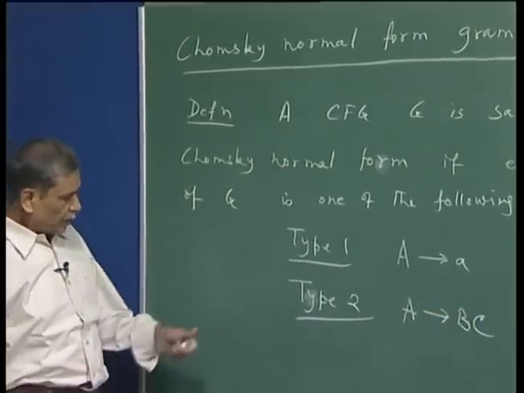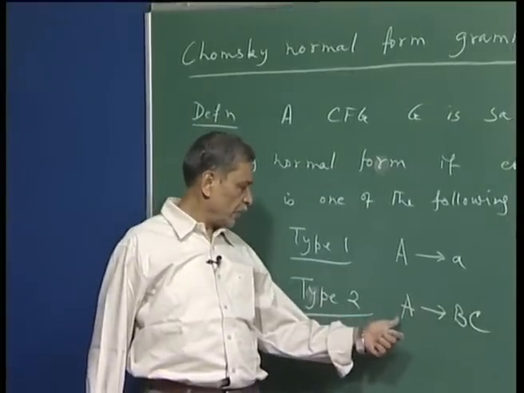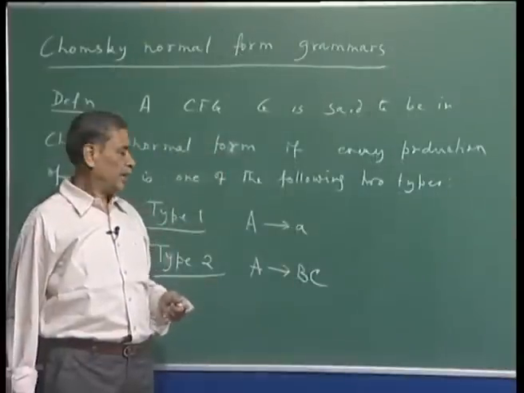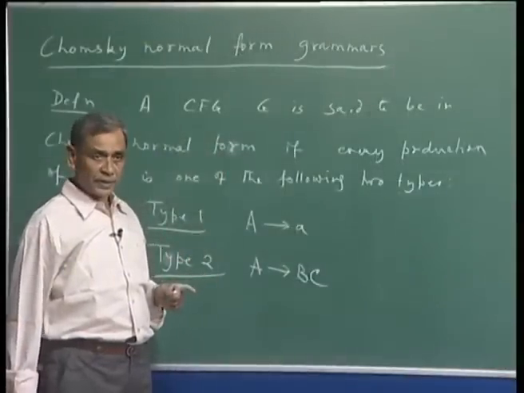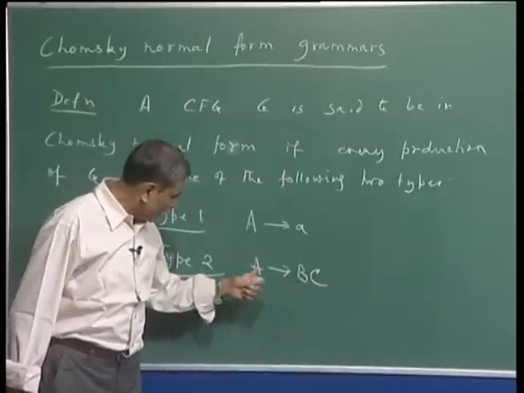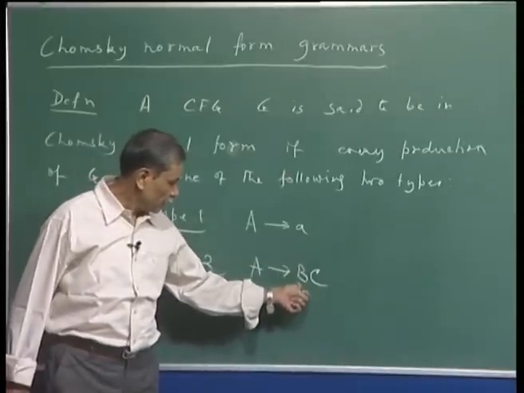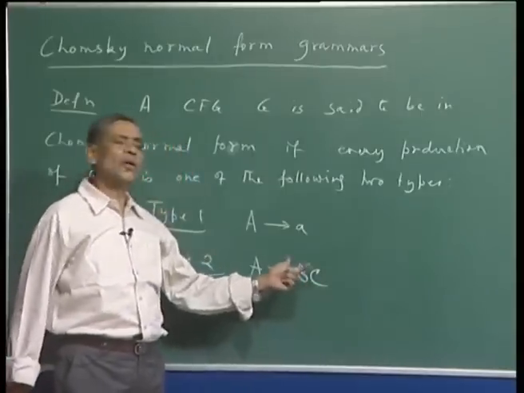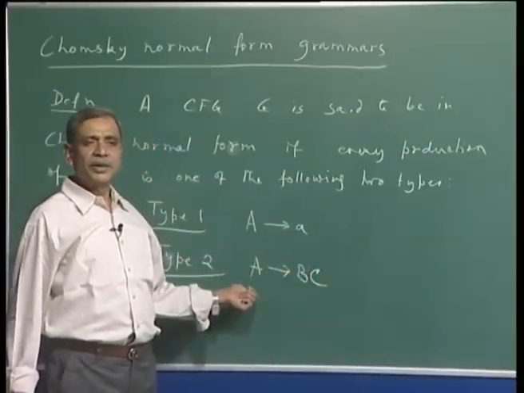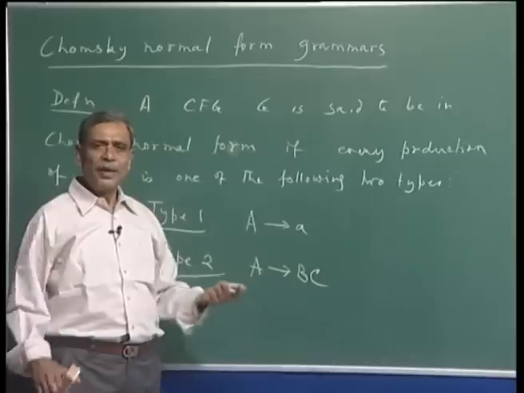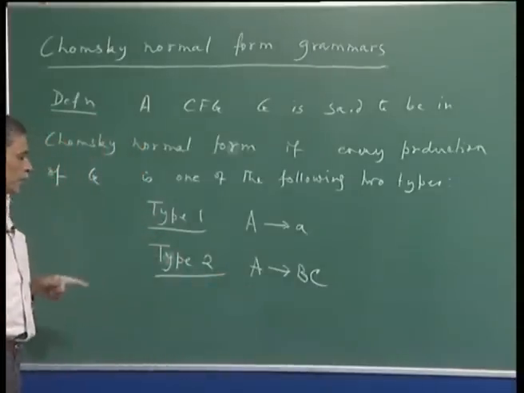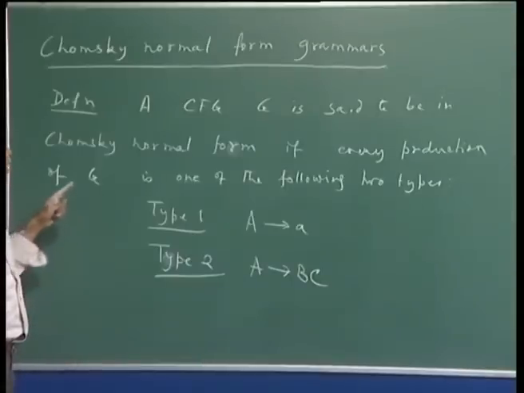So, in other words, type 2 productions, as usual of course every production has a non-terminal at the left hand side. The right hand side consists of exactly two non-terminals. Now, although I am writing A goes to B C, one of B and C or both of B and C could be the non-terminal A itself. So, B and C could be any non-terminals, including A itself. So, these are the only two types of productions which a Chomsky normal form grammar will have.